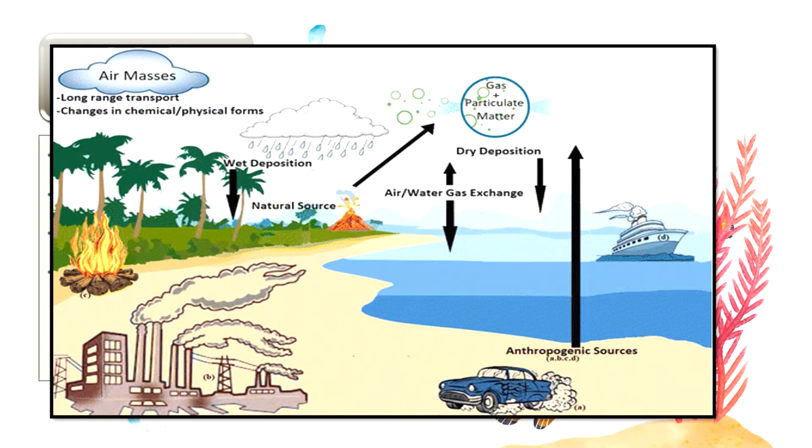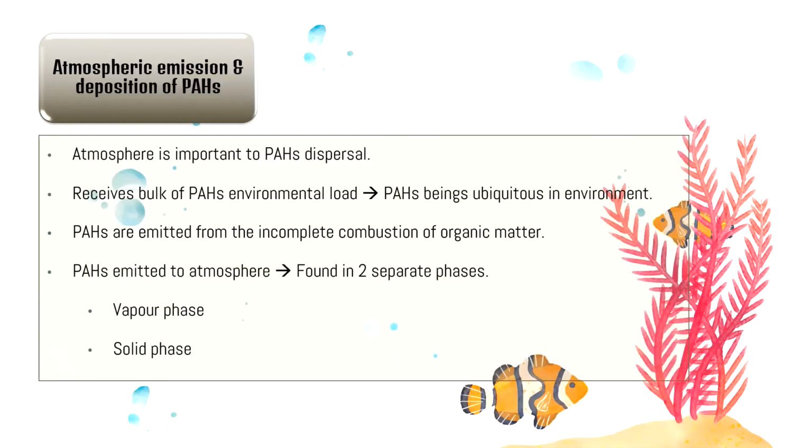PAH tend to be found in greater concentrations in urban environments than in rural environments because most PAH sources are located near urban centers. Once released to the atmosphere, PAHs are found in 2 separate phases, a vapor phase and a solid phase. The variability in vapor pressures of different PAH compounds causes the individual PAH to distribute in different concentrations in the vapor.